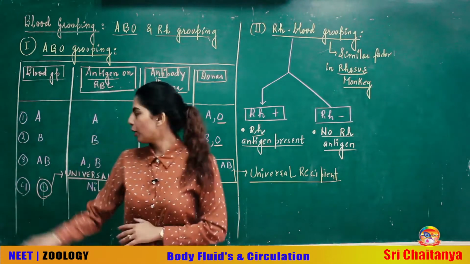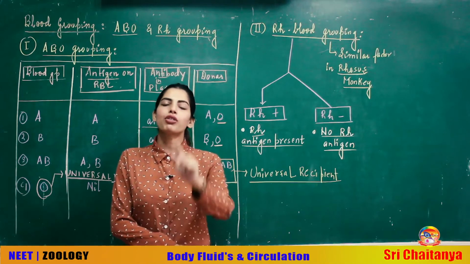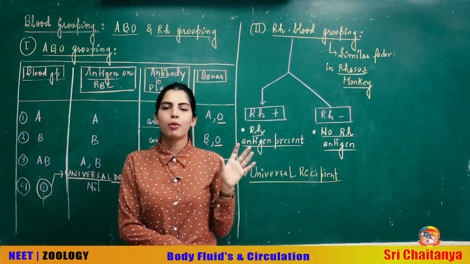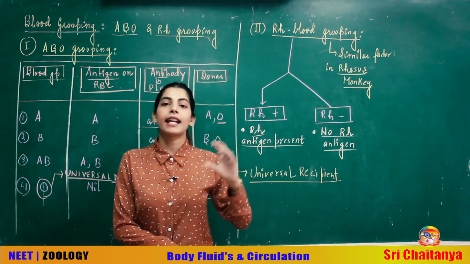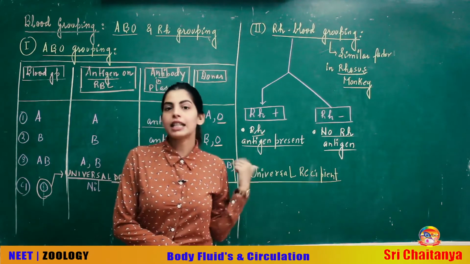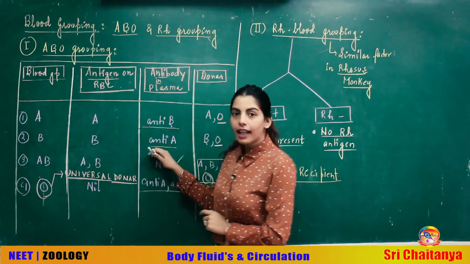In the same way, if your blood group is B, your donor can be either B or O, because a person with the B blood group has no antibodies against B and against O. But if you donate A to the B blood group person, it is having antibodies against A.